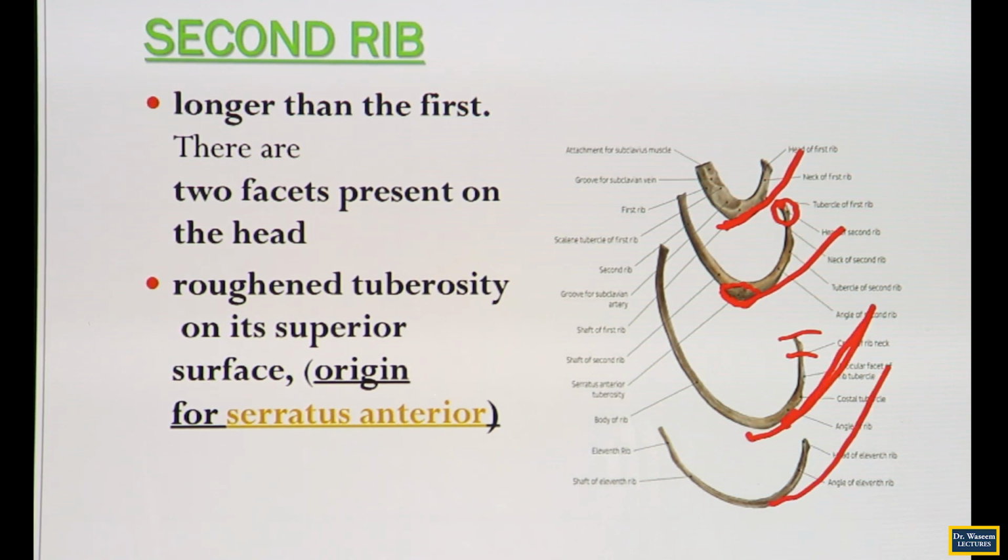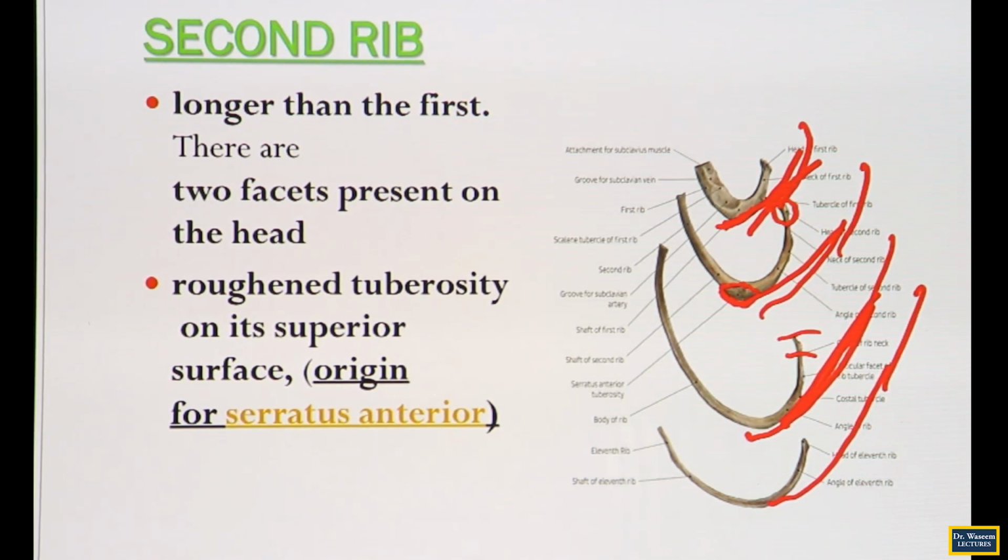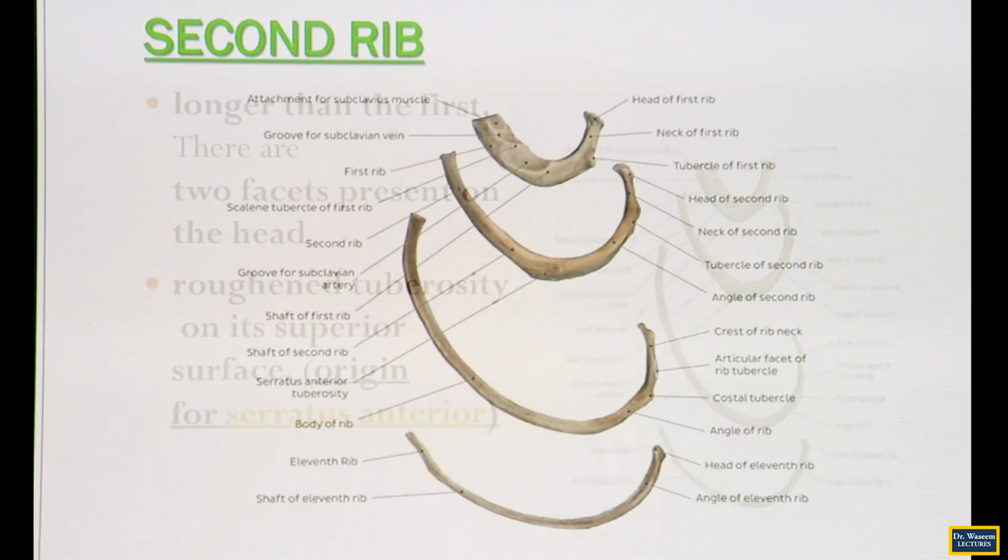The serrata, these are the digitations here. So, all they will get here behind to get attachment to the scapula. So, this is the second rib you have seen here.